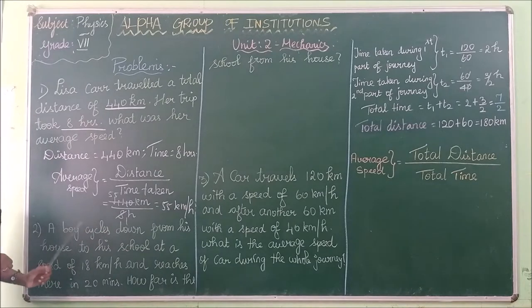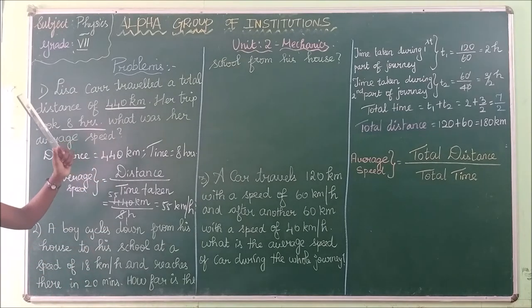Now, I will read the second question for you. Listen carefully. A boy cycles down from his house to his school at a speed of 18 kilometer per hour and reaches there in 20 minutes. How far is the school from his house?